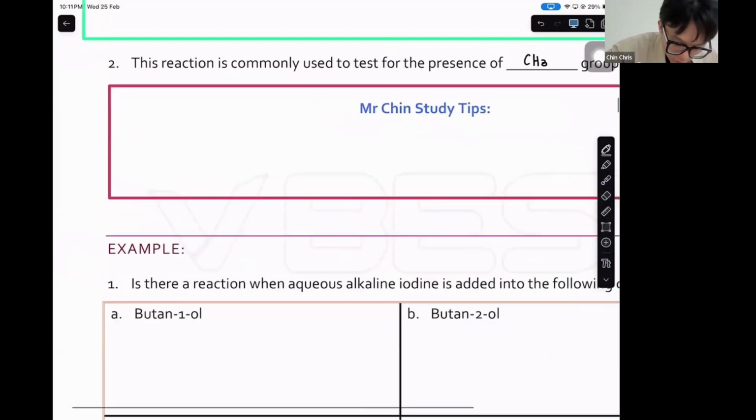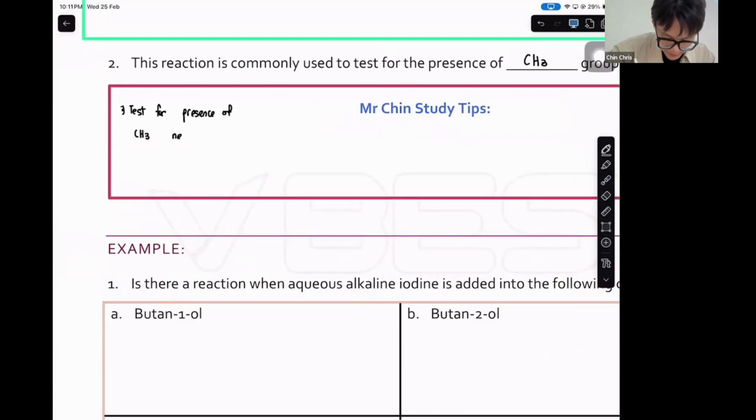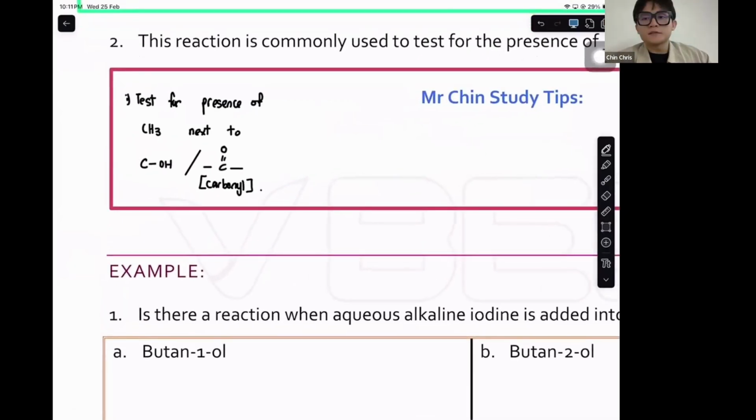Okay, we use it to test for, remember, the presence of a CH3 next to a COH or a carbonyl group. Okay, that's it.